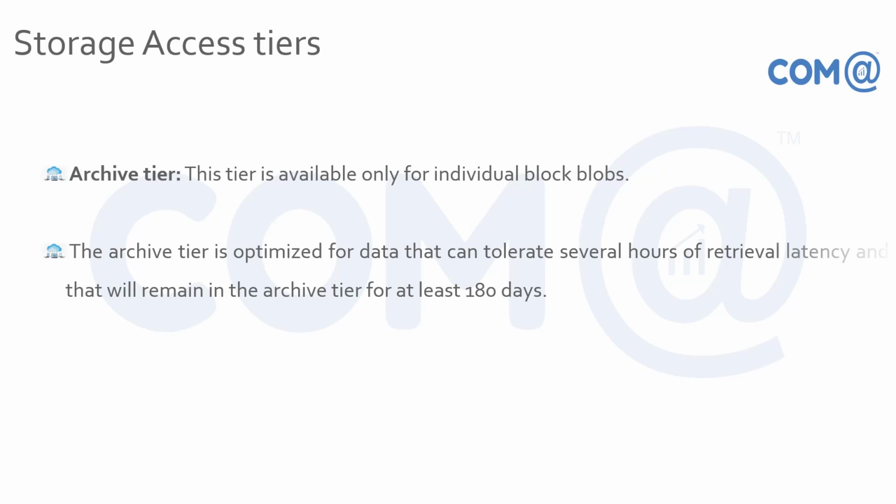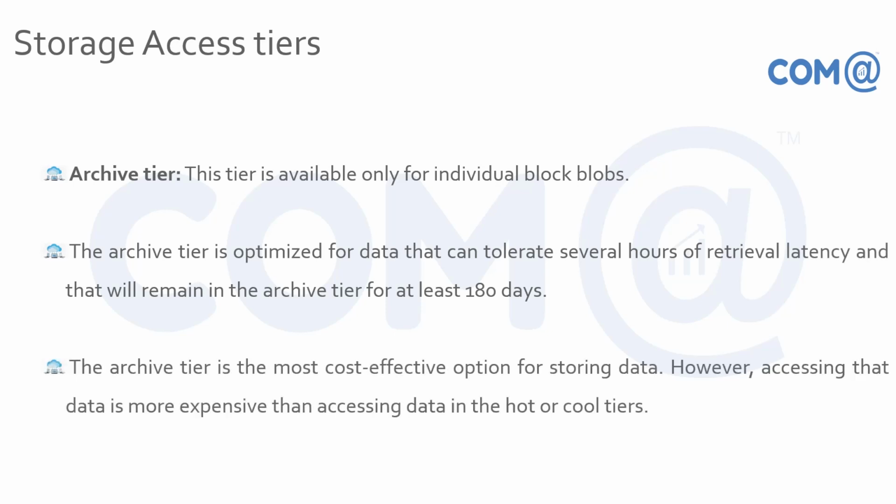And the other storage tier is the archive tier. This tier is available only for individual blobs. The archive tier is optimized for data that can tolerate several hours of retrieval latency and that will remain in the archive tier for at least 180 days. The archive tier is the most cost-effective option for storing data. However, accessing the data is more expensive than accessing data in the hot or cool tiers.